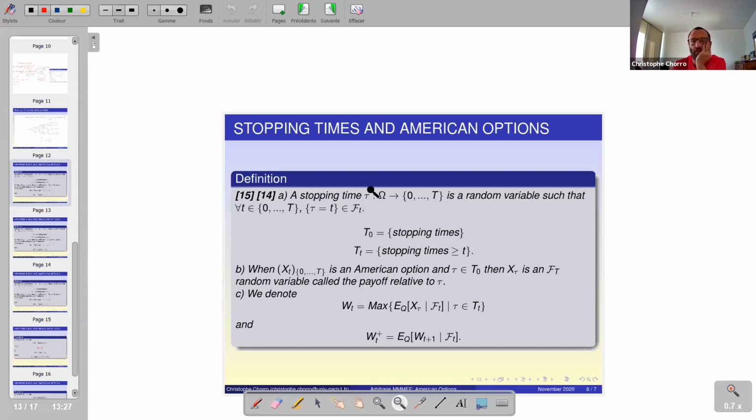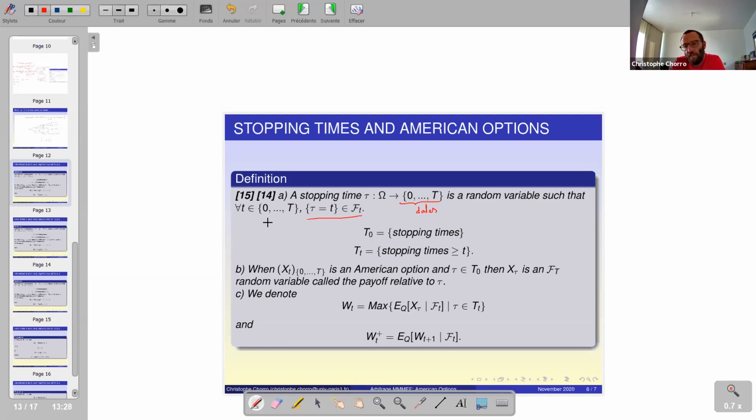A stopping time will be a random variable. It's a random variable from my universe omega with values in my possible dates. It's the set of the dates here. And this is a random variable that fulfills a property, that is the fact that tau equal to t is an element of the sigma algebra F_t. So tau equal to t belongs to F_t.